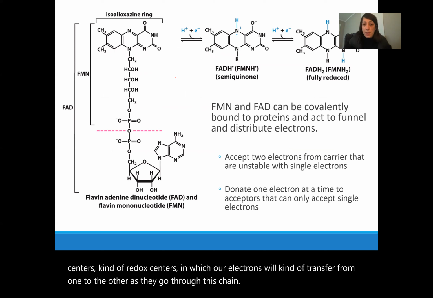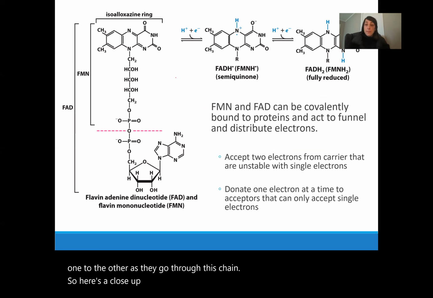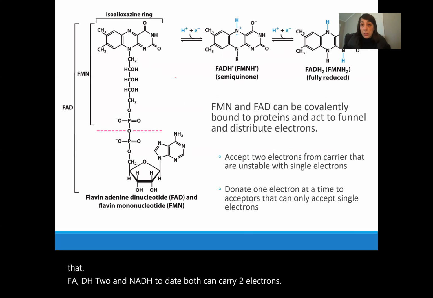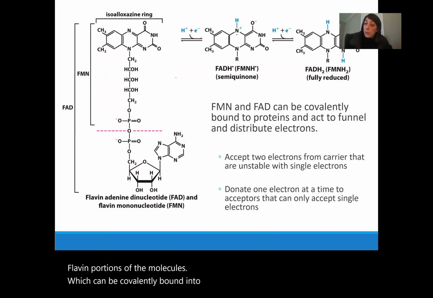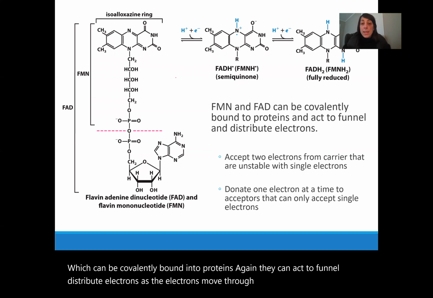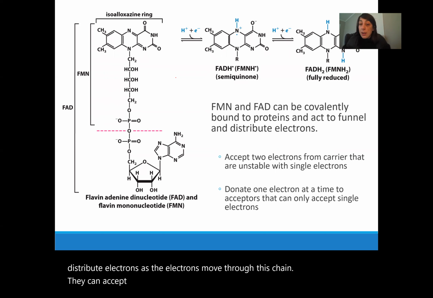So here's a close-up of some of the carriers we'll be talking about. Just a reminder that FADH2 and NADH2 both can carry 2 electrons. The flavin portions of the molecules, which can be covalently bound into proteins, can act to funnel and distribute electrons as the electrons move through this chain. They can accept 2 electrons from a carrier and donate electrons one at a time.